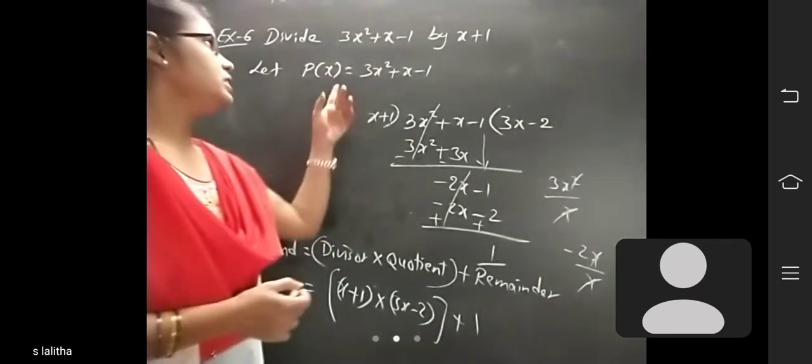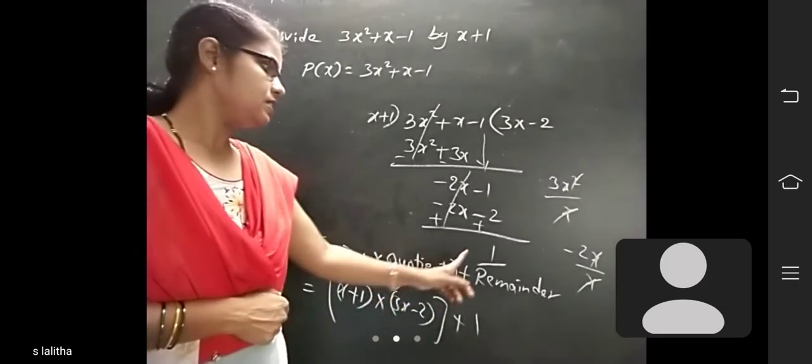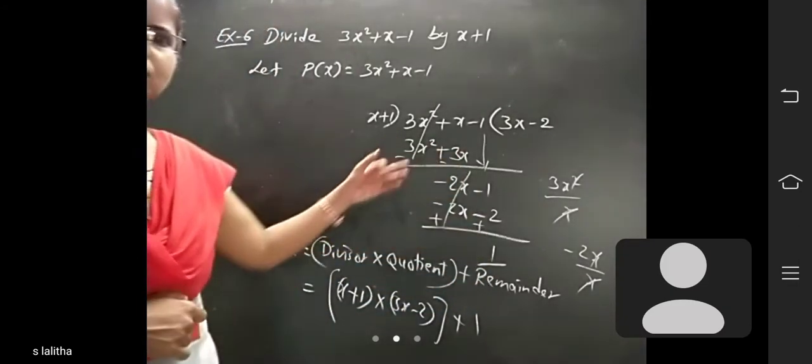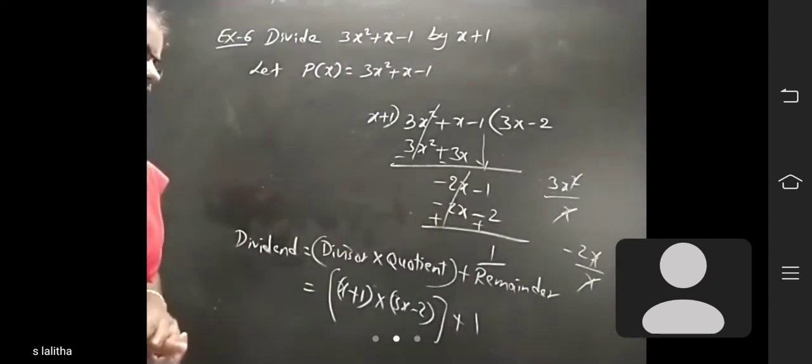Now, is x plus 1 a factor of 3x square plus x minus 1? No. Why? Because here the remainder is 1. So it is not a factor of 3x square plus x minus 1. Okay, children?